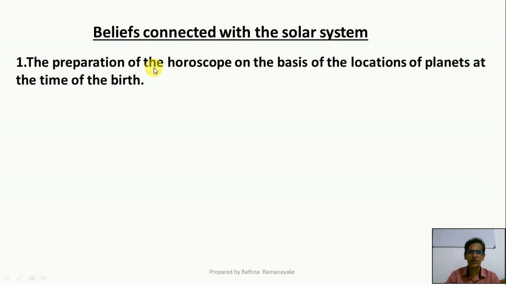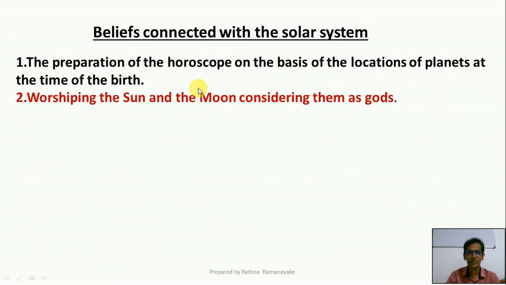Preparation of the horoscope on the basis of location of planets at the time of the birth. Worshipping the sun and the moon, considering them as gods. Right? Worshipping.